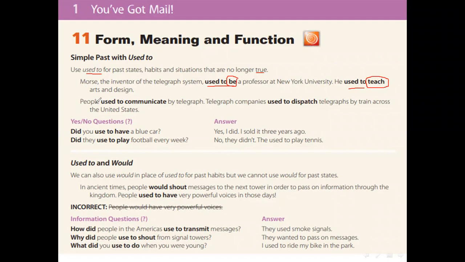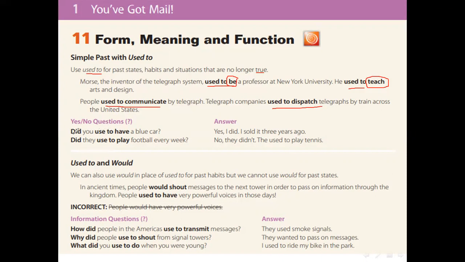Another example, people used to communicate by telegraph, used to communicate in the past, but now this situation is no longer true, okay? Telegraph companies used to dispatch telegraphs by train across the United States. Used to dispatch. Now, how can we ask a yes or no question by using used to?